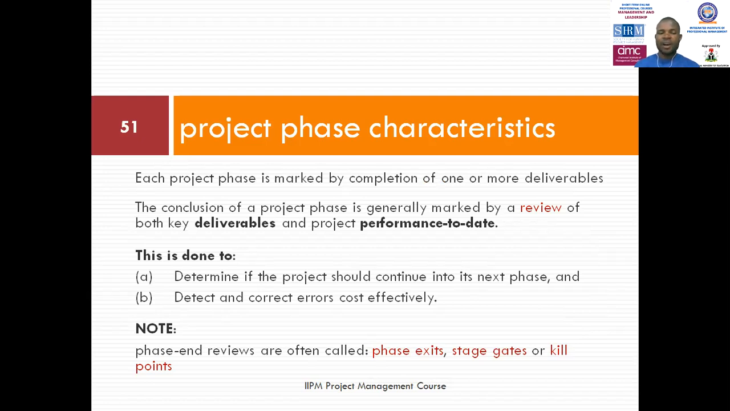The essence of all of this is to determine whether the project should continue to the next phase, and then to find out if there are errors that need to be corrected, and then correct them cost effectively before moving on to the next phase. And we said this phase review can also be called phase exit, stage gate, or kill point, because it is at that point that we decide whether the deliverable at that particular phase is acceptable to move to the next phase, or we should redo the work.